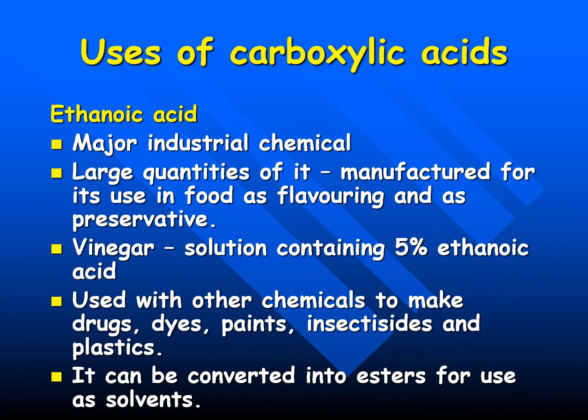Uses of carboxylic acid. Okay, ethanoic acid, major industrial chemical, large quantities of it, manufactured for its use in food and flavouring. Macam saya cakap tadi, food flavouring ya, ester tu. And also used as well preservative. Vinegar, it have 5% of ethanoic acid, sikit je sebenarnya. Okay, vinegar ni yang dekat rumah lah. Cap Tok Mudim, cap Tamin, dia banyak-banyak cap lah. And apple cider pun juga adalah vinegar. Used with other chemicals to make drugs, dyes, paints, insecticide and plastic. It can be converted into ester for use as solvent. Ester juga boleh digunakan sebagai solvent.